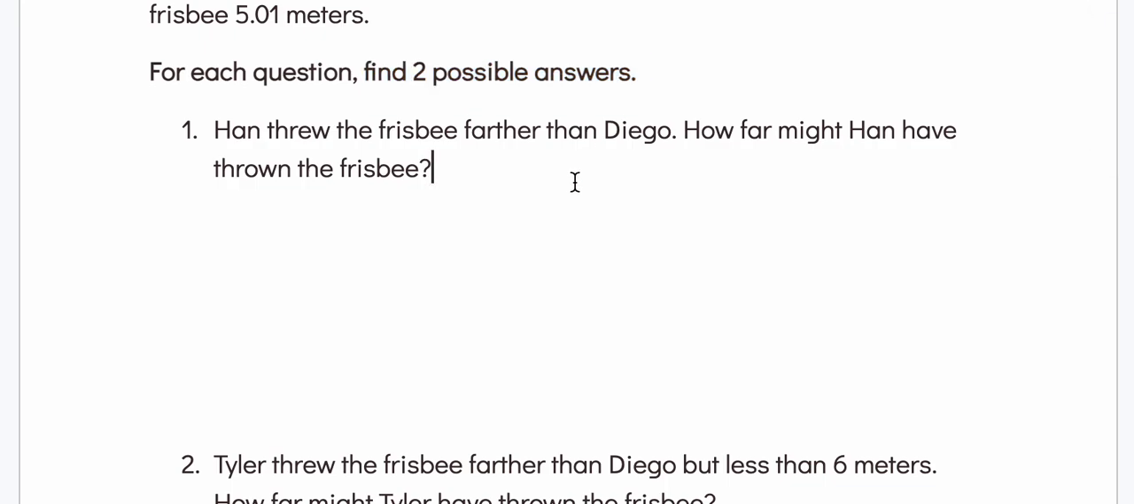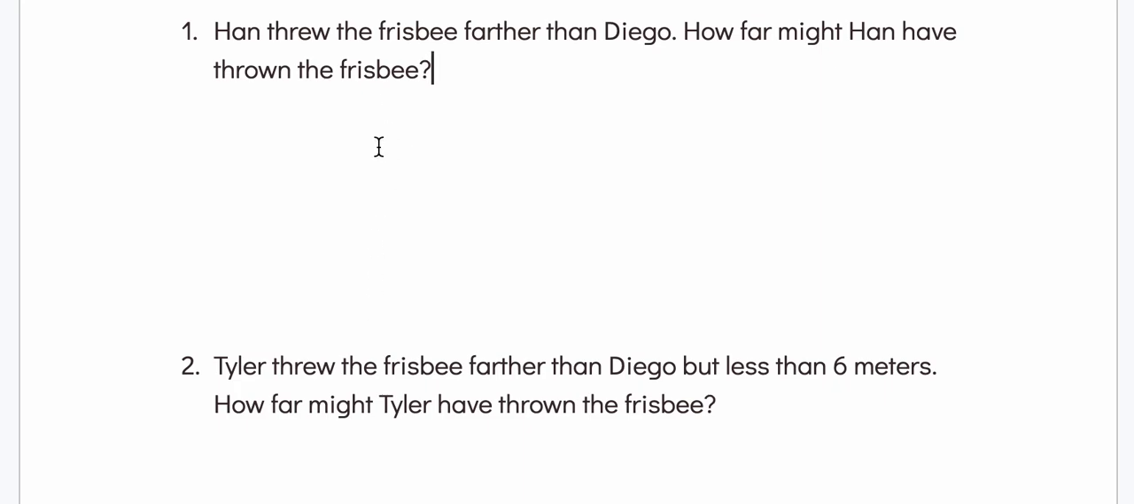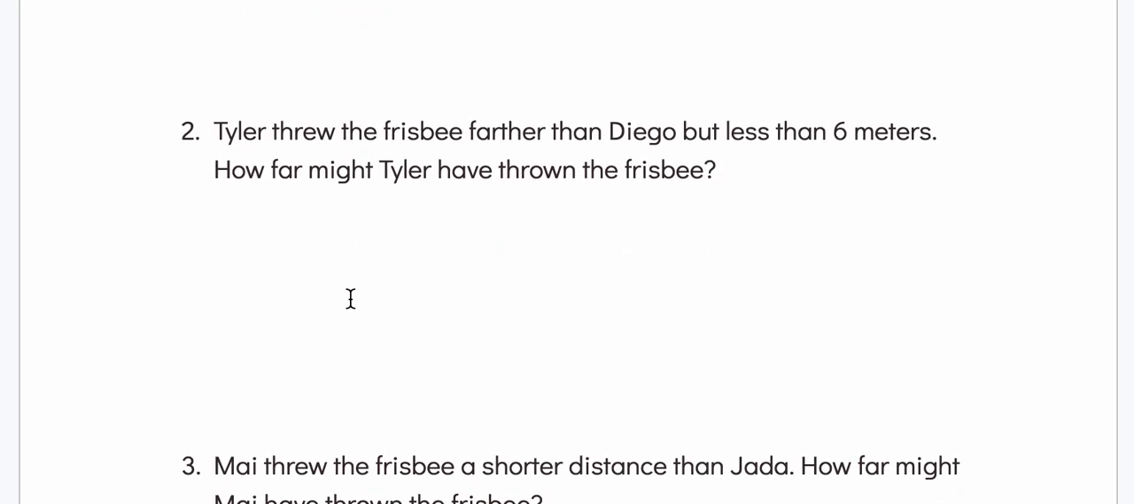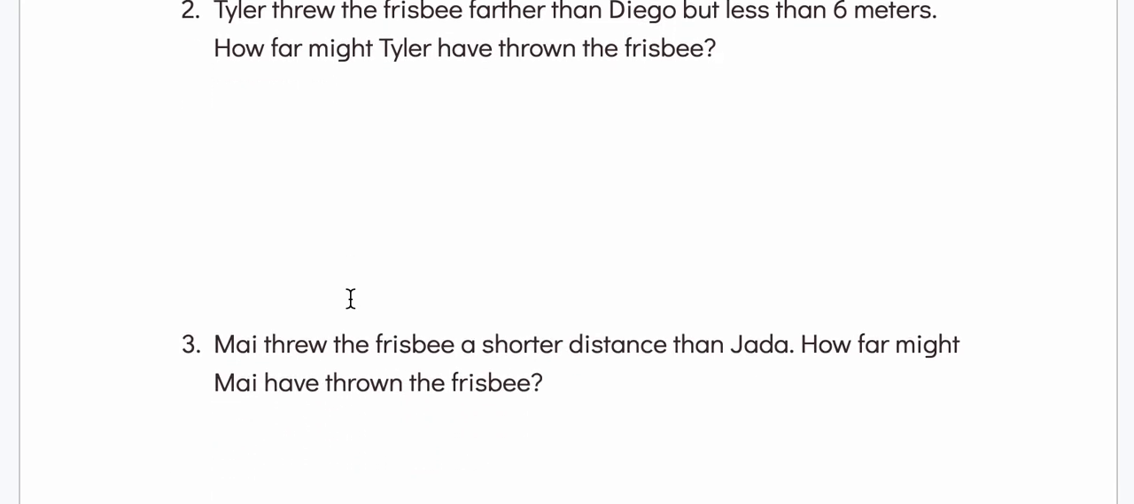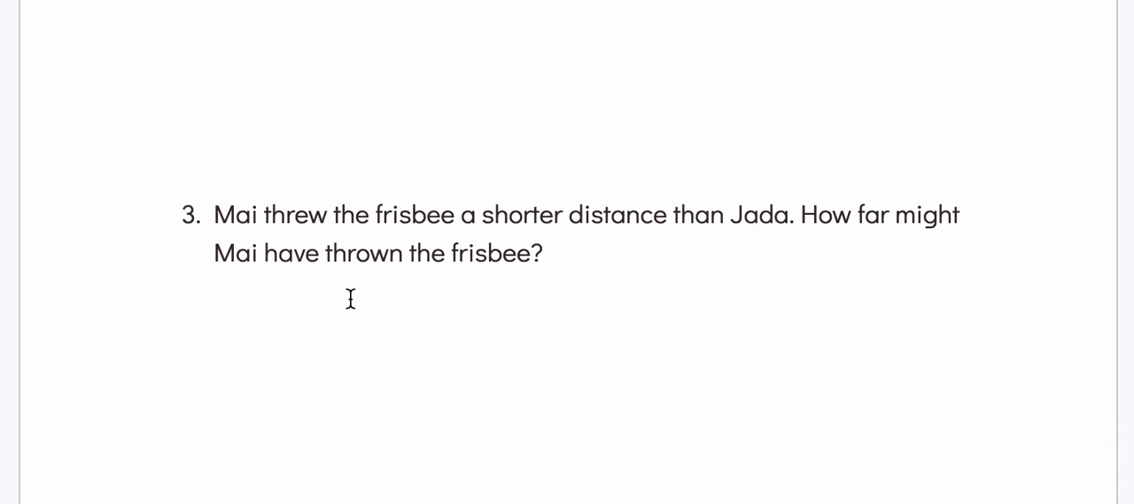Han threw the frisbee farther than Diego. How far could he have thrown it? You're going to give 2 options. Tyler threw the frisbee farther than Diego but less than 6. How far could he have thrown it? And then Mai threw the frisbee shorter than Jada. How far might she have thrown it?